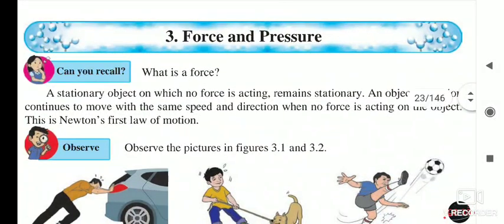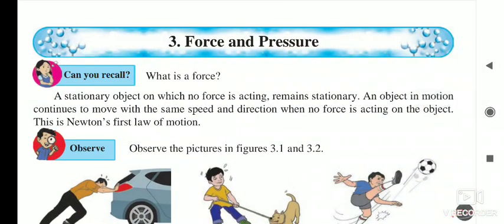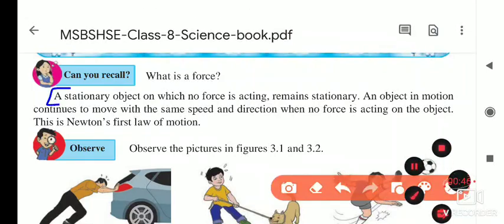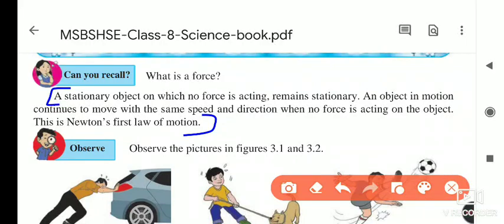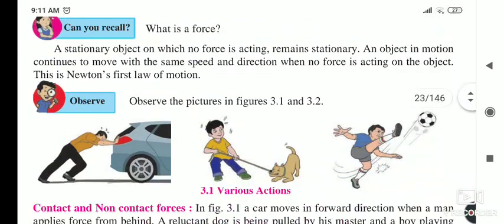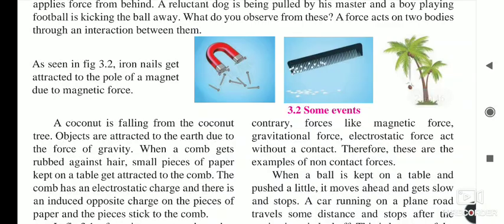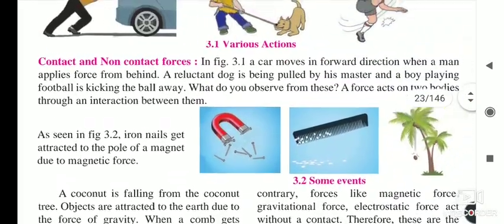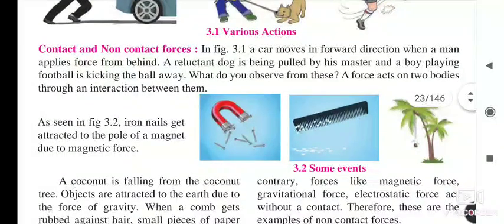So this is the lesson force and pressure, and the first question that I asked you is on Newton's law of motion. When a stationary object on which no force is acting remains stationary, an object in motion moves with the same speed and direction when no force is acting on the object. This is Newton's first law of motion, and this lesson is based on it. The first question is: what is contact force? Define contact force.